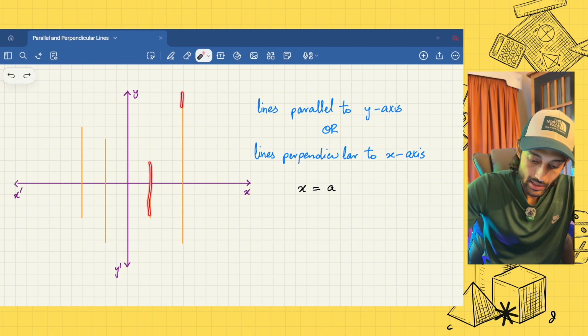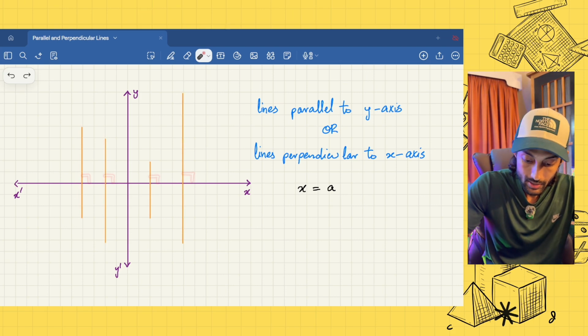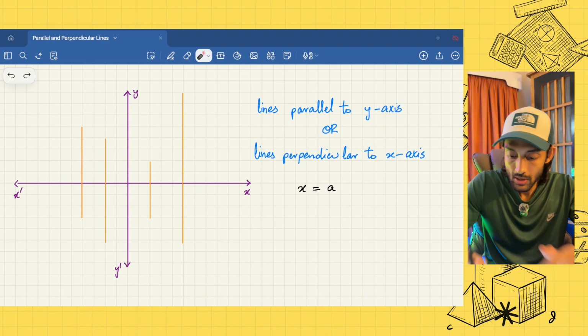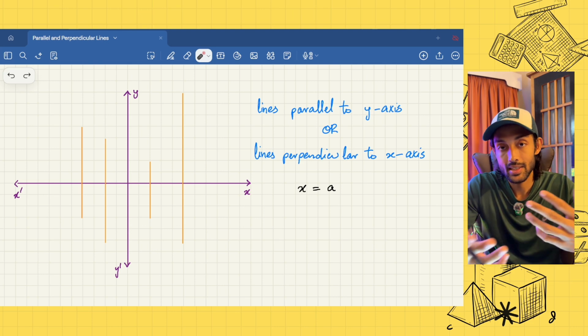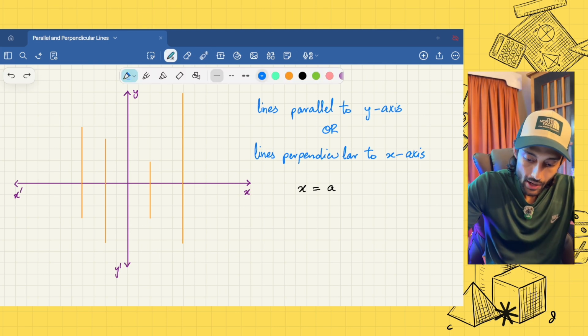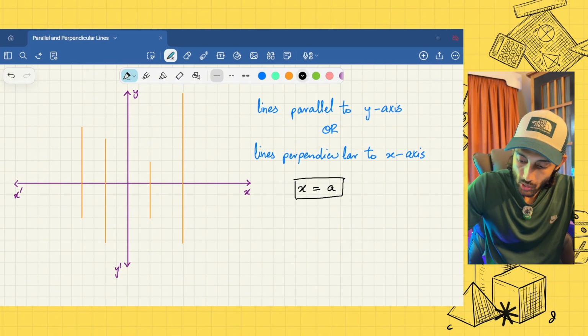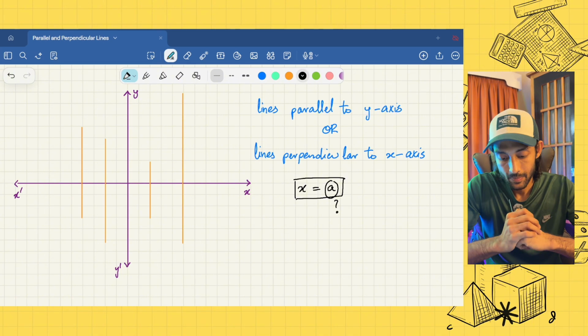Now, let me explain this concept. These lines are basically parallel to the y-axis and I can see it clearly. At the same time, these lines are also perpendicular to the x-axis. We can even see this as well. So, these two statements make the same sense. You can say it in any way you like. Now, the way you have to find the equation is by this: x equal to a. Now, what exactly is this a, and how would you know what value you need to put in place of this a? It's really simple.